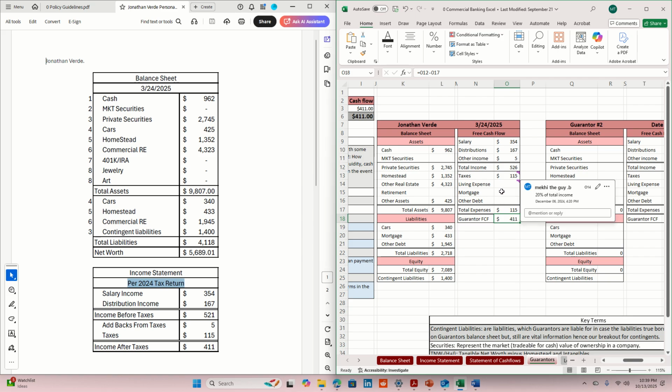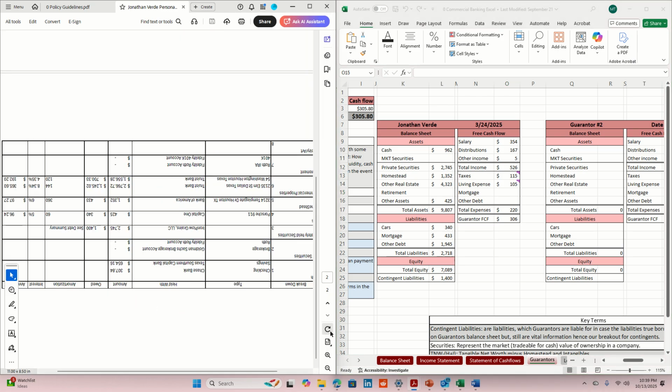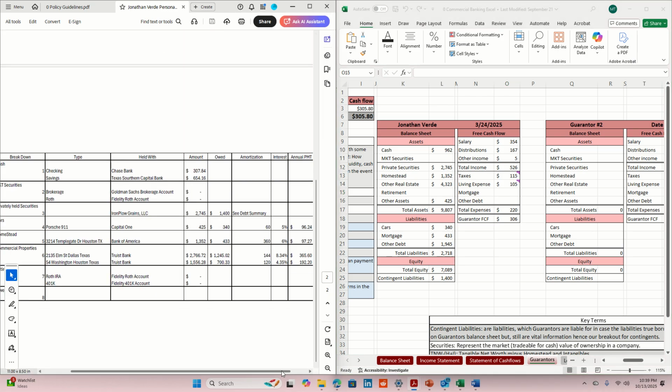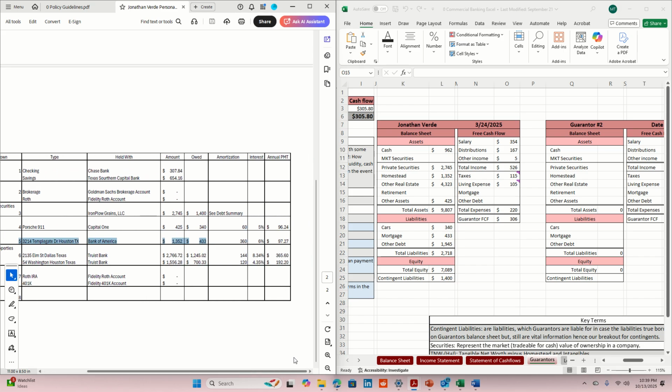Well, don't move too fast. You see where it says living expenses? 20% of total income. We're going to do equals 526 times 0.2. Right? Mortgage. We don't know how much he's paying in mortgage, but we can come here. Now, you're going to have two types of mortgages. You're going to have your commercial properties mortgages, and then you're going to have your homestead mortgage.